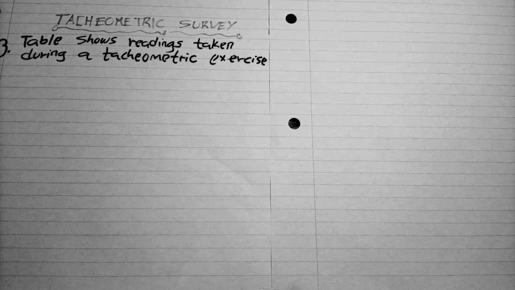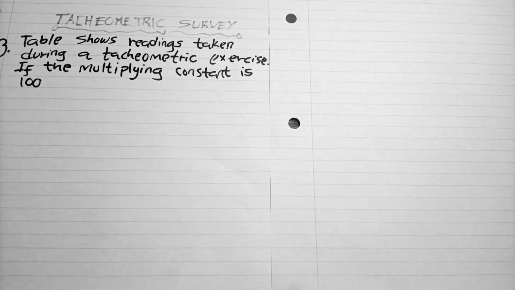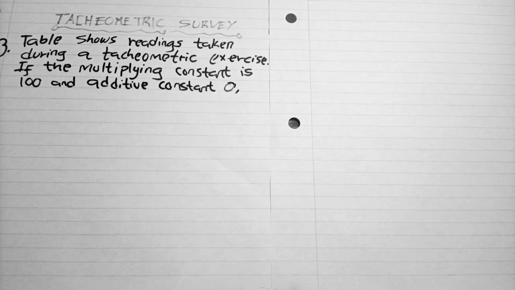Welcome to our example for today in tacheometric surveying. The table below shows readings taken during a tacheometric exercise. If the multiplying constant is 100 and the additive constant is 0, use the readings to complete.